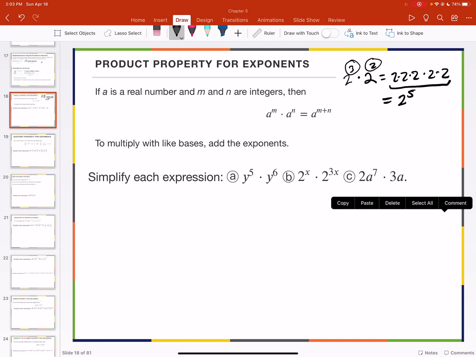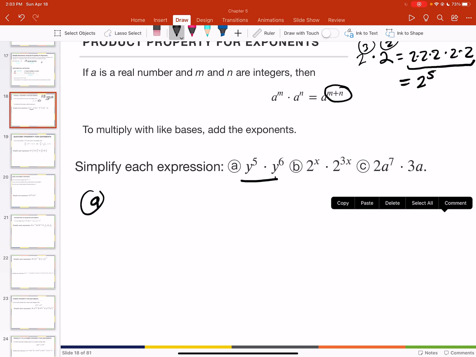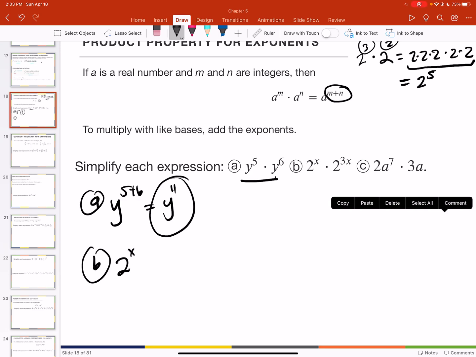So if you notice, there's a relationship. When you're multiplying two exponents that have the same base, what we do is we add the exponents, okay? Pretty, not too bad. So let's go ahead and do a couple examples. For A, y to the 5th power times y to the 6th power is going to equal y to the 5 plus 6, which is equal to y to the 11th power, okay? For B, 2 to the x times 2 to the 3x is equal to 2 to the x plus 3x, which is equal to 2 to the 4x, okay?